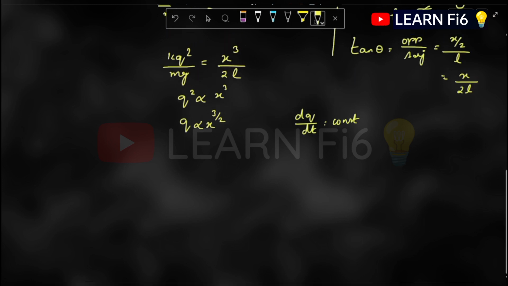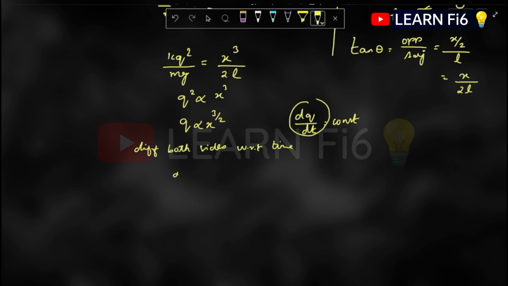Now we have to get this term, so we have to differentiate this. Okay, so just differentiating both sides with respect to time. On the left hand side you will get dq by dt. For the right hand side, the formula for differentiation is d by dx of x power n is equal to n into x power n minus 1. Here the value of n is 3 by 2, so you will get it like this.